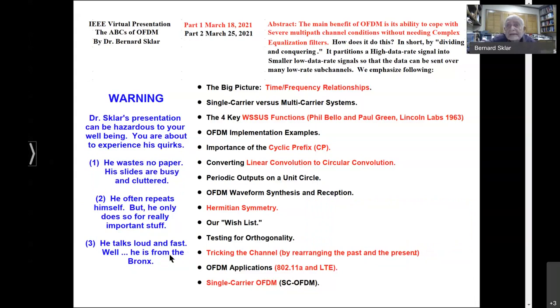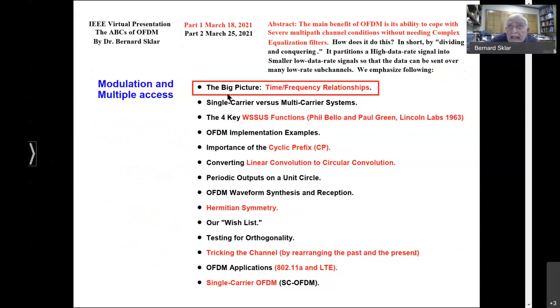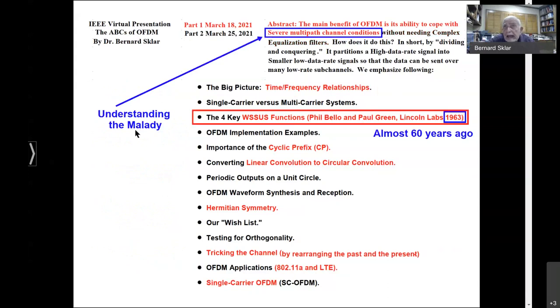That's it. Okay, let's look at the big picture, which is the time frequency relationships. This is a modulation and multiple access system. I'm just going to look at some of the highlights before we actually go into them in detail and tell you what's coming.